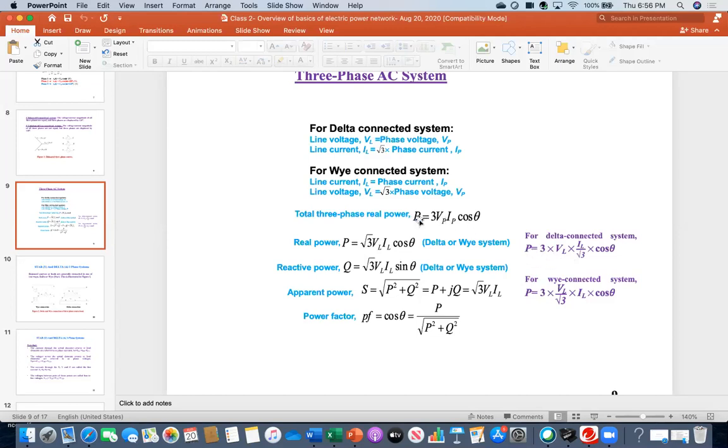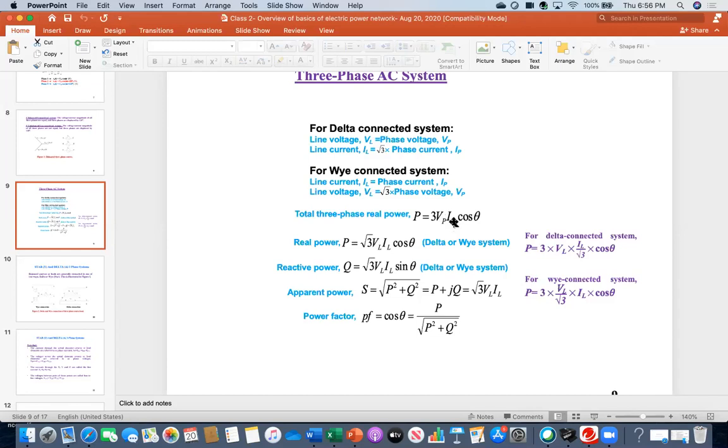This is my basic equation: P equals 3 Vp Ip cos theta. As I told you, I want to change this VpIp into line quantities, VL and IL. Now apply these two rules. In the case of delta connection, what is the rule? VL should be VP. So I replaced this 3 is this 3, but I replaced VP by VL.